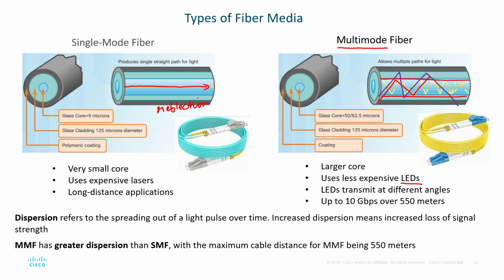So again, a larger core uses less expensive LEDs. The LEDs will transmit at different angles, and it is up to 10 gigs over 550 meters. Dispersion refers to the spreading out of a light pulse over time. Increased dispersion means increased loss of signal. So this up here is dispersion when you go outside of that channel.